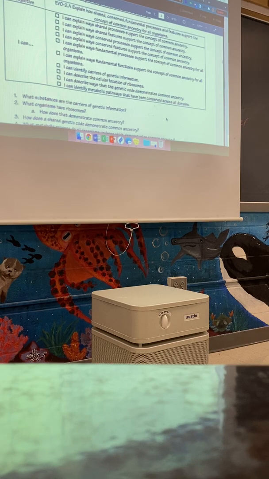I can explain ways fundamental processes support the concept of common ancestry. I can identify carriers of genetic information. I can describe the cellular location of ribosomes. I can describe the ways that the genetic code demonstrates common ancestry. I can identify the metabolic pathways that have been conserved across all domains. All right, do you have any questions about those? Do you get what it's getting at?